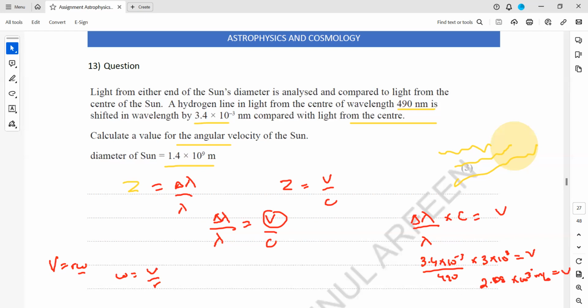We get the speed. Now we need omega. So omega is v over r. V is the speed, which is 2.08 times 10 to the power 3, divided by r. In the question they mention a diameter, but we need the radius, so half of the diameter. So it will be 1.4 times 10 to the power 9 divided by 2, which is 0.7 times 10 to the power 9. When we divide, we get the value for omega, which is 2.97 times 10 to the power minus 6. And the unit is radian per second.